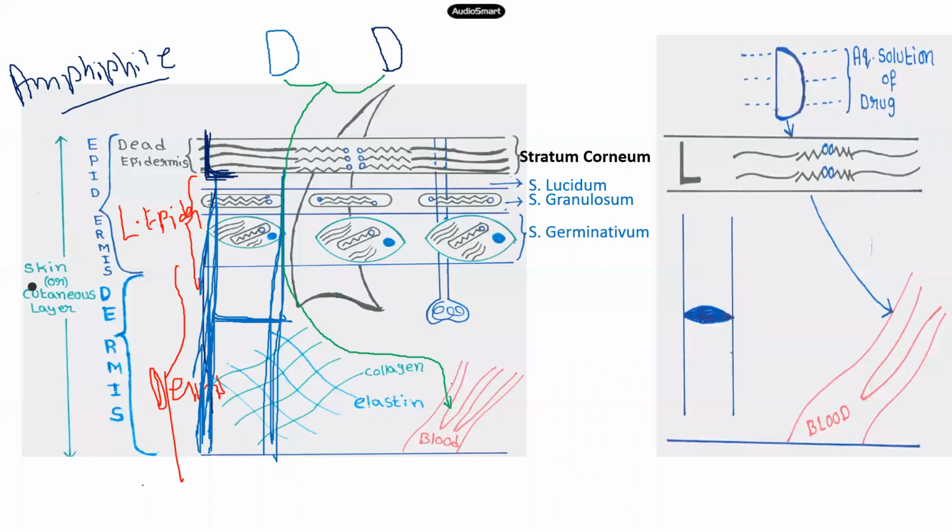The process of crossing a membrane is called absorption. The amount of drug that enters the blood is called bioavailability. Once it enters the blood, only then can it show systemic activity. If it does not enter the blood, it cannot show systemic activity; it can show only local activity. Friends, now tell me, I want a systemic activity.